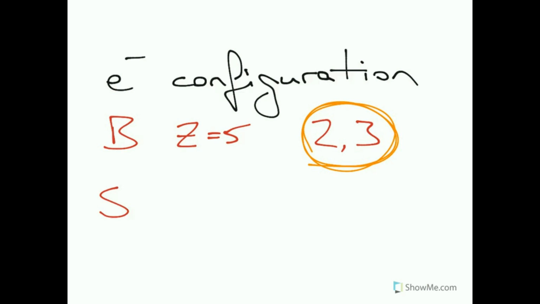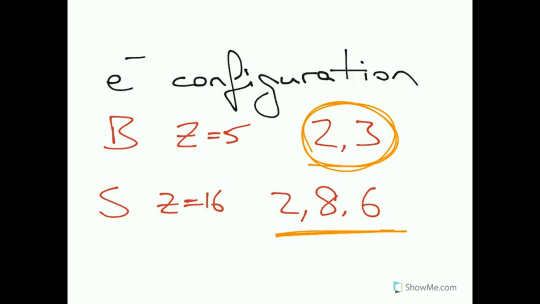Sulfur has an atomic number of 16. So it has 16 protons. It will also have 16 electrons. So 2 in the first shell, that's now full, so we move to the second shell. 8 into there, that's now full, so we move to the next shell, the third shell. We have 6 electrons left, so we put them in there. 2, 8, 6 is the electron configuration, or the electron arrangement, of sulfur.